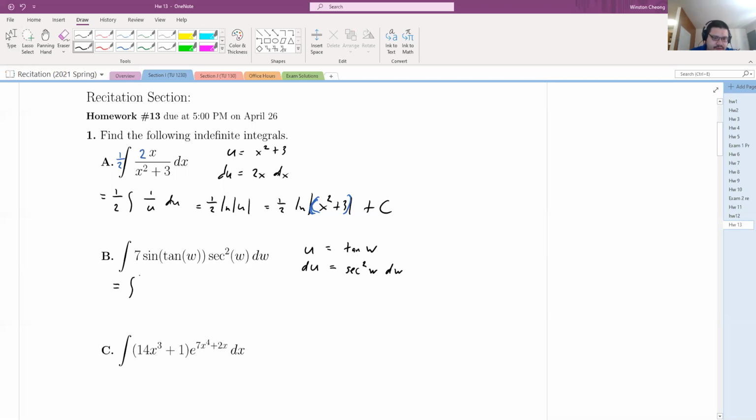And now what about the rest of the function? Well, we have 7 sine, in this case, it'll become sine of u du. And so that is much easier to work with. We can just integrate this and we'll get -7 cosine of u. And then we'll back substitute. So we get -7 cosine of tangent of w, and then plus a constant. I guess I can box these things. Yeah, let me go ahead and do that.